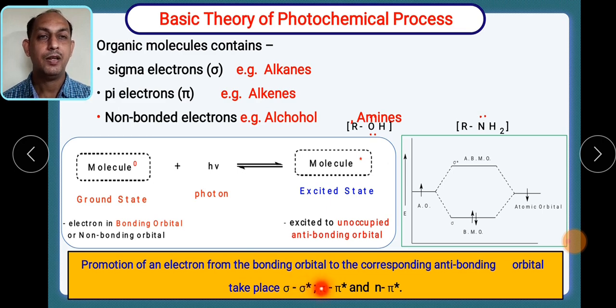In the case of pi electrons, they get promoted to pi star. Pi star is the excited state, where electrons from a bonding orbital get excited to an anti-bonding orbital. Or in the case of n, meaning non-bonded or lone pair electrons, they get promoted from n to pi star. So remember, electronic transitions from ground state to excited state may be sigma to sigma star, pi to pi star, or n to pi star. This is the basic theory which happens in photochemical reactions, where electrons get promoted to the excited state. This is the basic thing we have to remember.